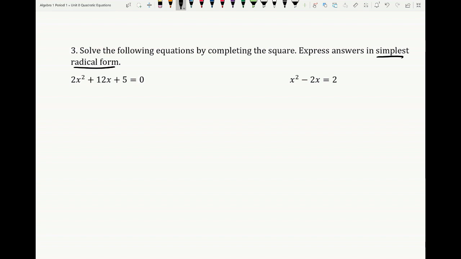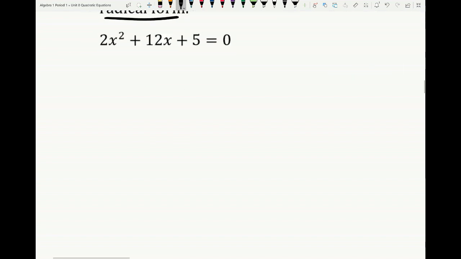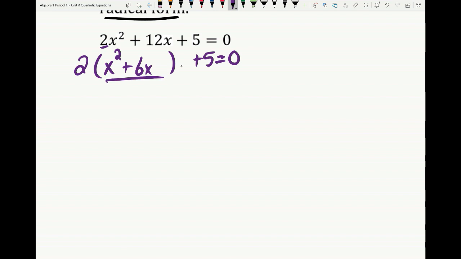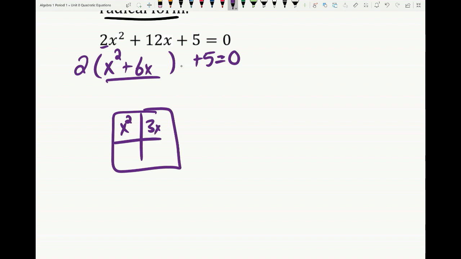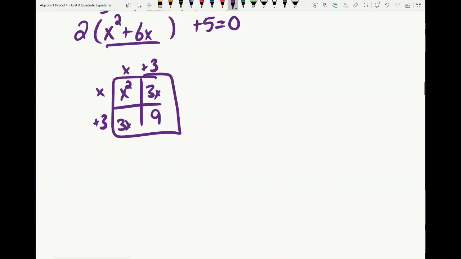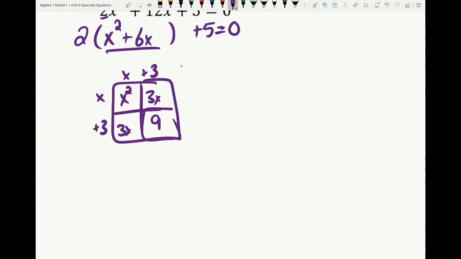So here we go. Ooh, this first one, hopefully you notice there's a 2 in front of it, which means I need to factor out a 2. X squared plus 6x. I had to divide by 2 there to get this equal to 0. So now we complete the square. Cut the middleman in half. 3 times 3 is 9. 9 is the magic number I need to add in to complete the square. X squared plus 6x plus 9.